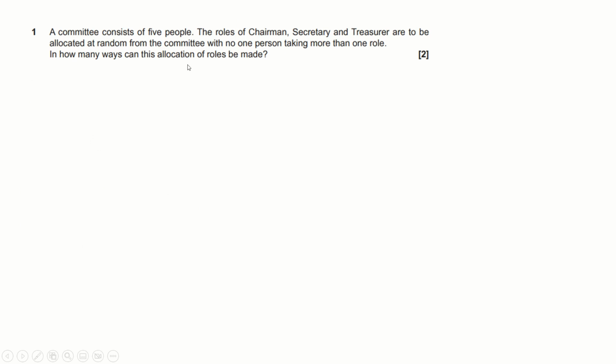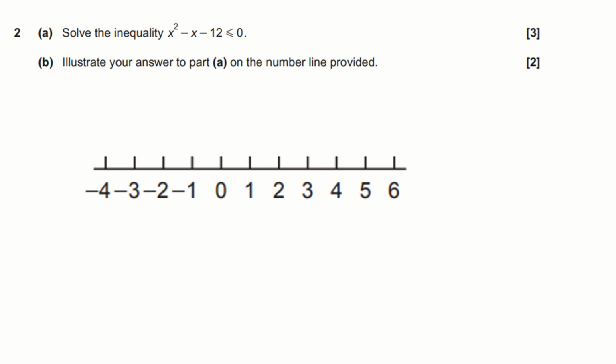5 people, you need to select 3 of them. It's 5 choose 3, or you can just do 5 times 4 times 3, because you've got 5 choices for the first position, 4 for the second, 3 for the third, because you can't use the same person twice. Very nice and easy. Good, next question.